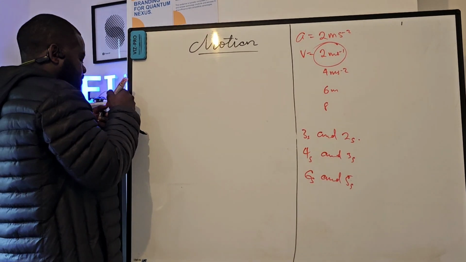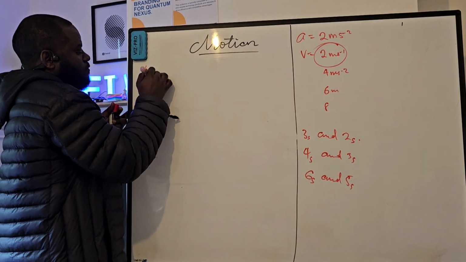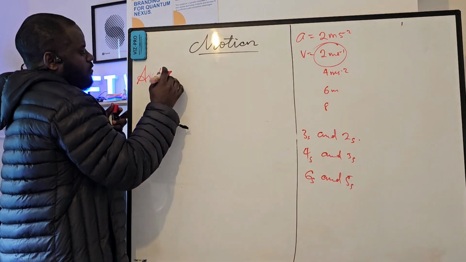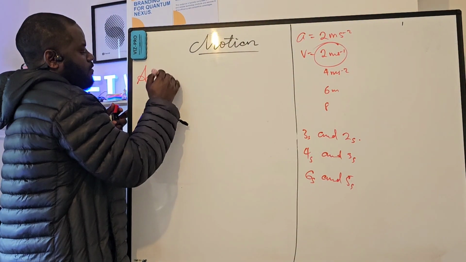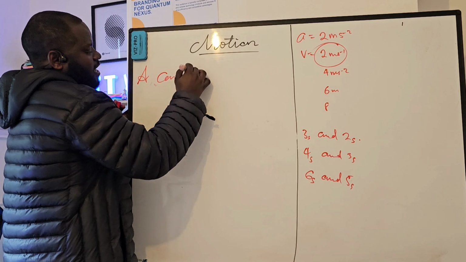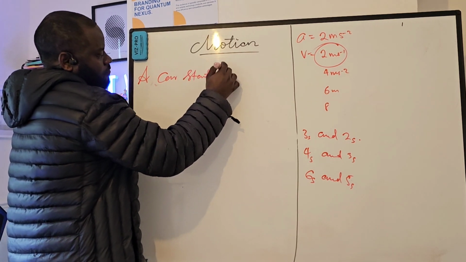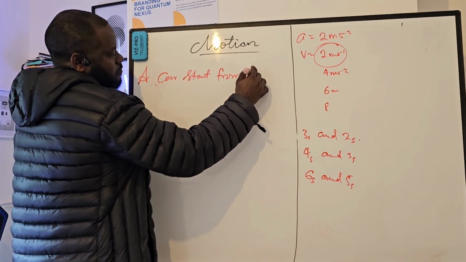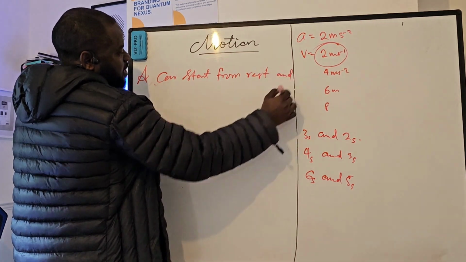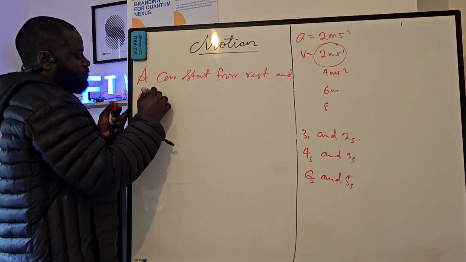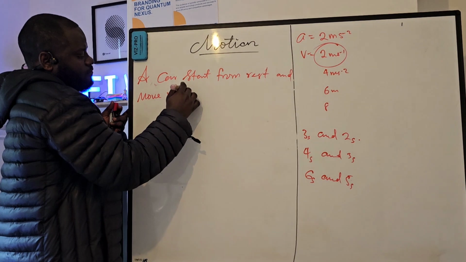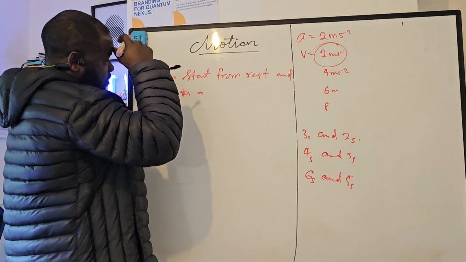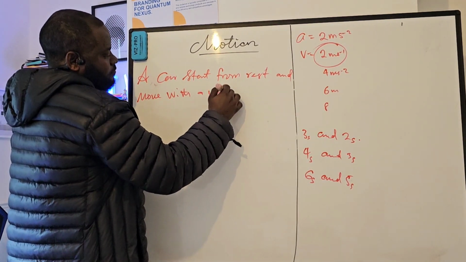Let's say a body, or let me say a car, starts from rest. A car starts from rest and moves with a uniform acceleration.